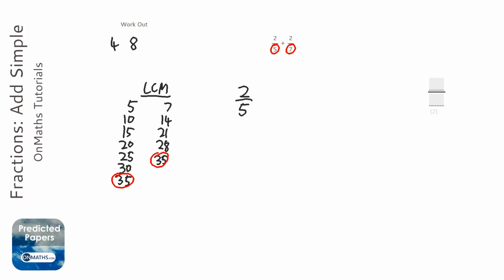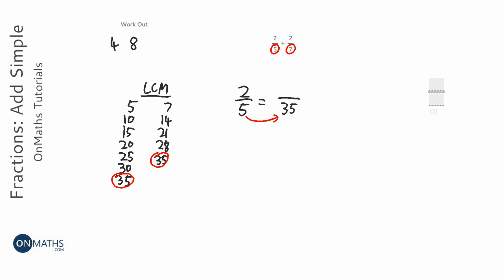So 2 over 5 equals what over 35? The first thing I need to do is just work out what I times 5 by to get to 35. Well, that's 7. And I'm just going to do the same to the top. So 2 times 7 is 14.